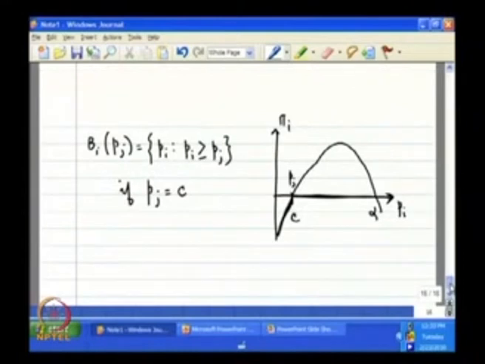So we have two cases, one is Pj is less than C, one is Pj is just equal to C, and we have seen that the best response functions are different.